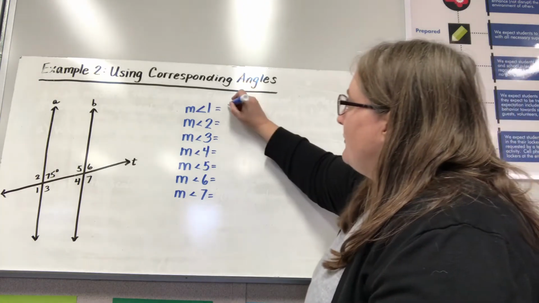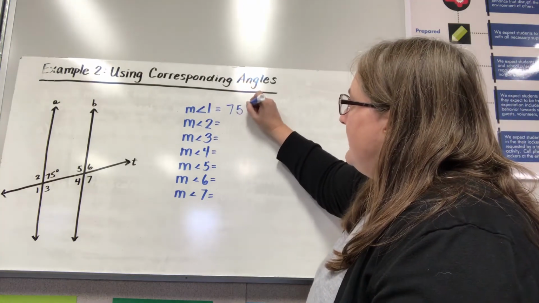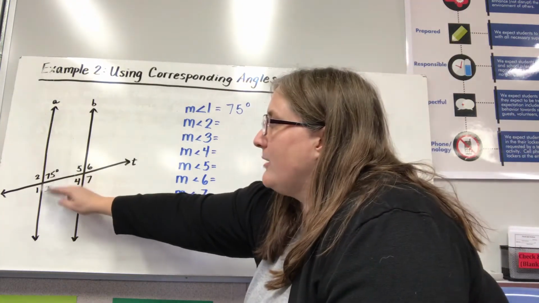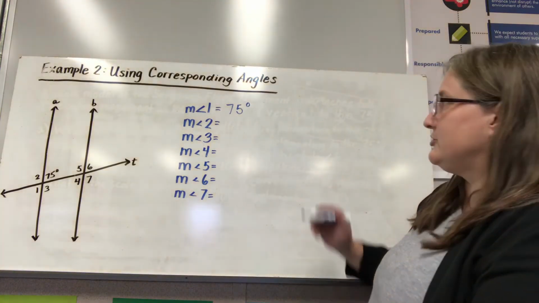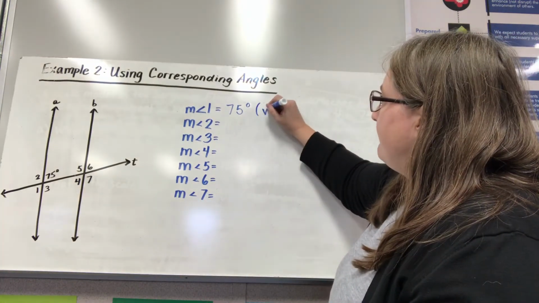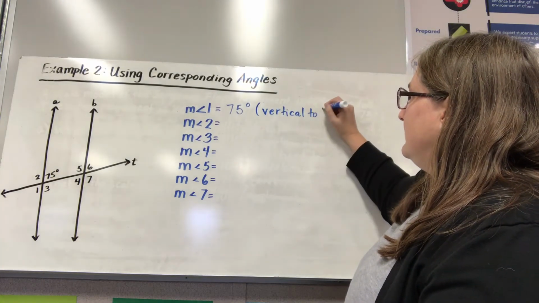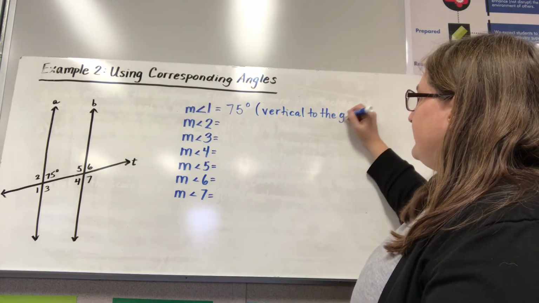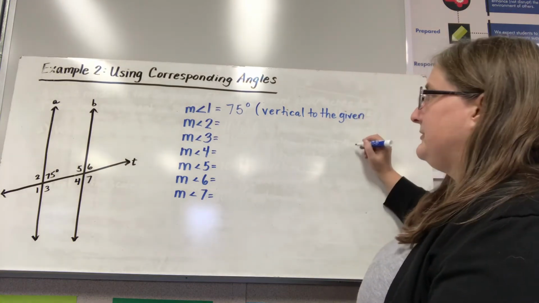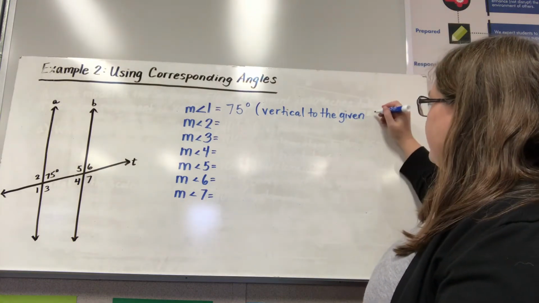Angle 1 is also going to be 75 degrees. I notice that it's a vertical angle to my original angle. So it's vertical to the given angle. And the given angle was 75 degrees, so that helps me figure out that it's also going to be 75 degrees.